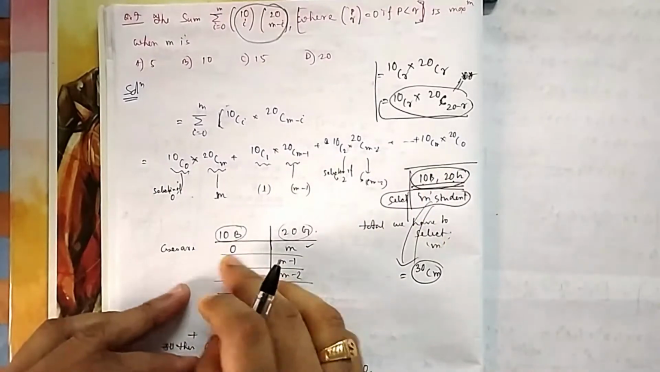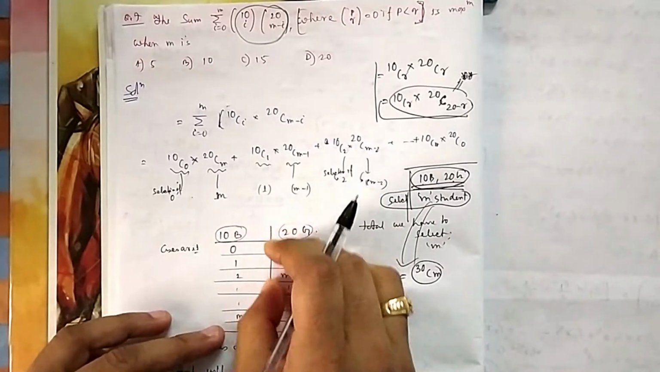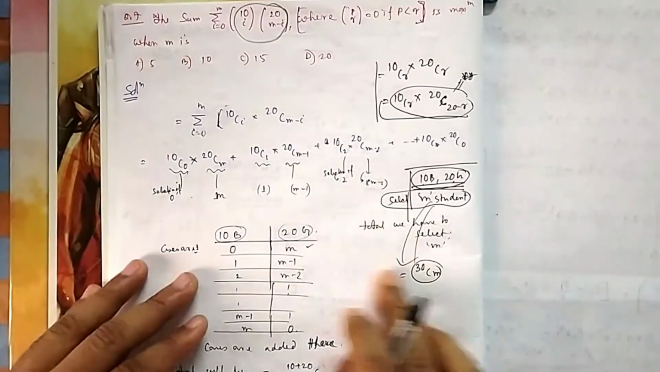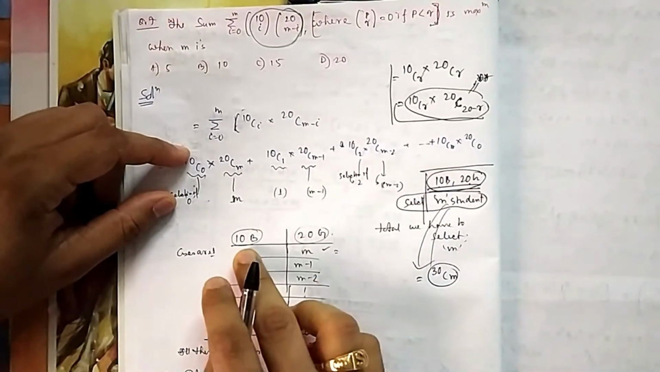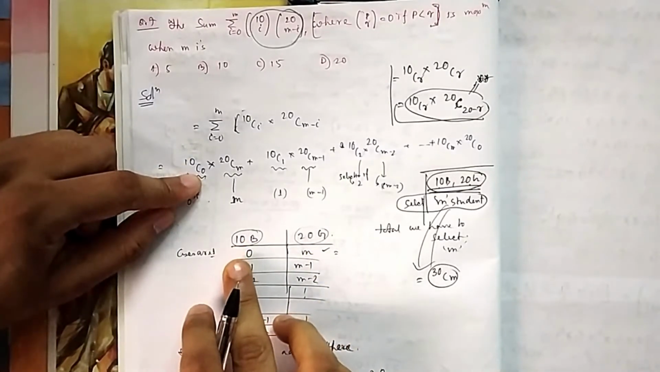You can select it in cases also. Case 1, case 2. All the cases you add, you will get the final answer, which will be the same, because both are the same thing. Now here you see, what is the condition, how to select 0 boys and m girls? 0 boys means out of 10 you need to select 0, so 10C0.